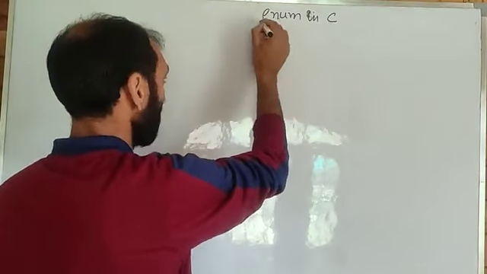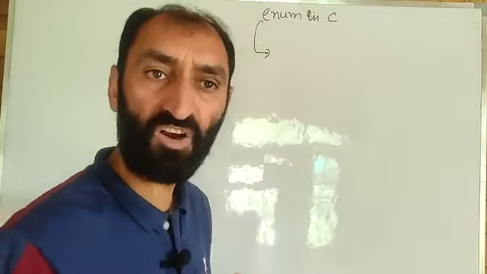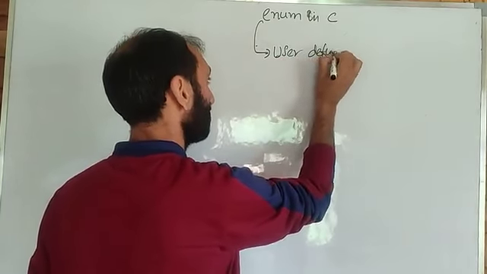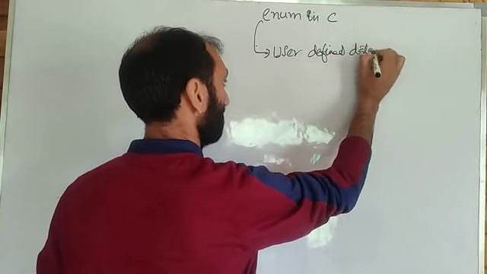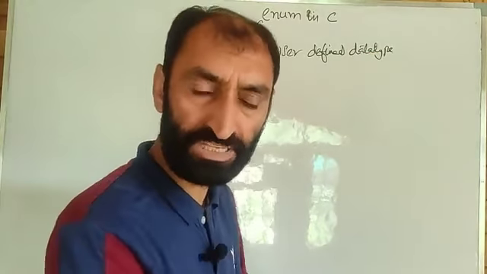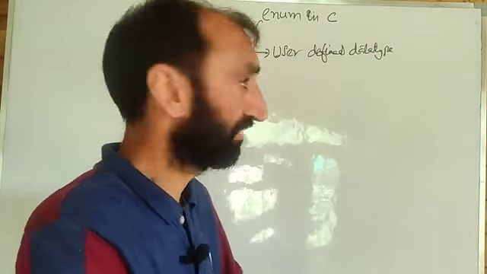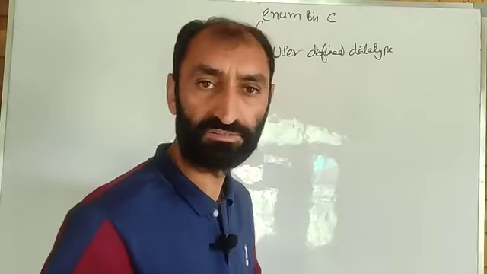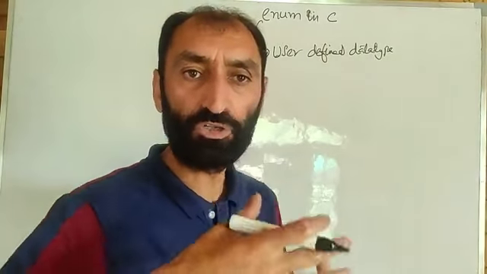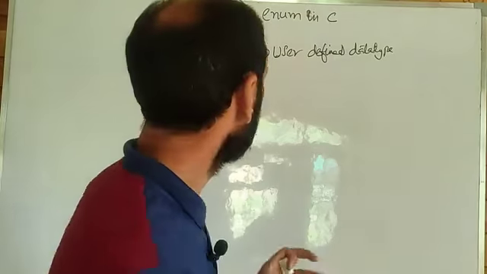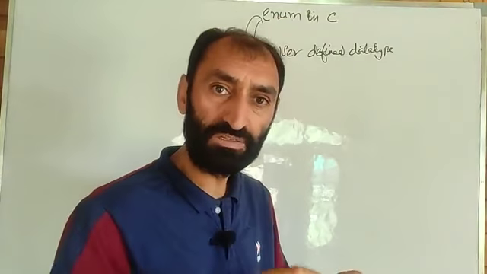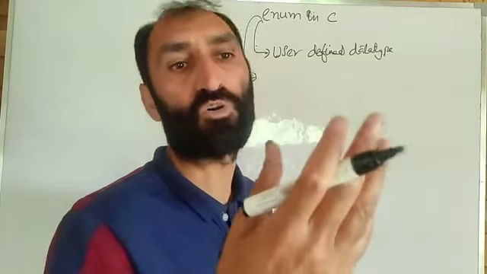First, what is enum? Actually, the enum is a user-defined data type. Just as the structure and union are user-defined data types, in the same way the enum is also a user-defined data type. That means the user defines this data type according to his need. And what enum does is that enum is used to assign names to integral constants.